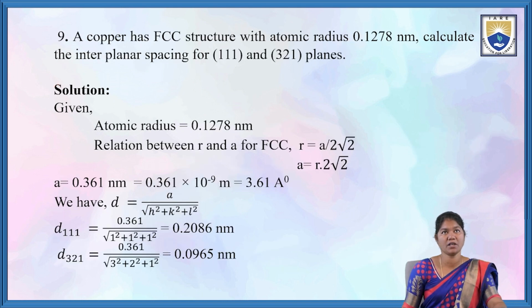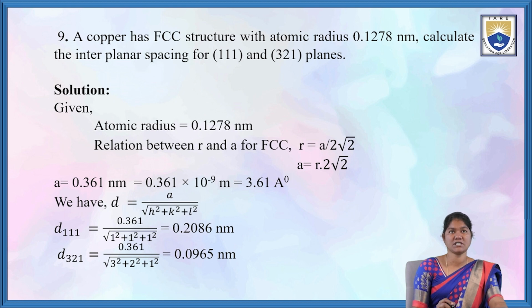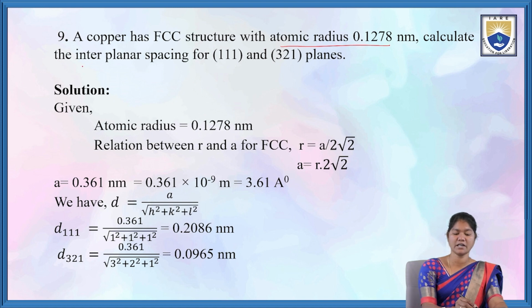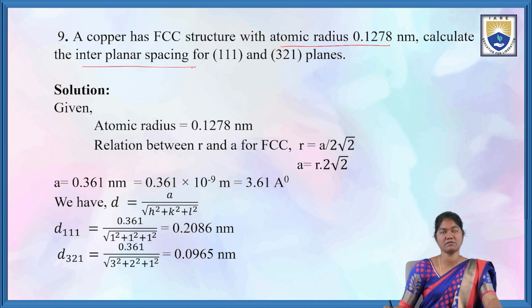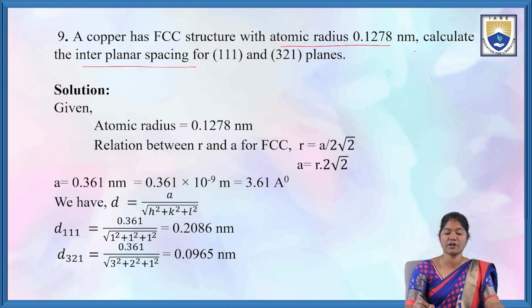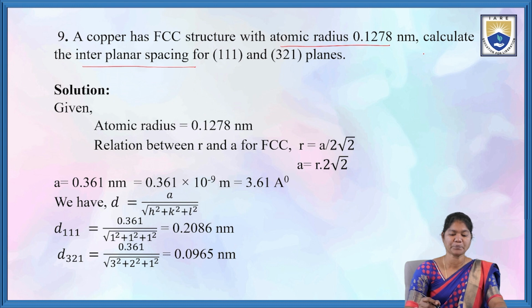The next problem: copper has an FCC structure, face centered cubic structure, with atomic radius r equals 0.1278 nanometers. Calculate the interplanar spacing for the 111 and 321 planes. So copper has an FCC structure with atomic radius 0.1278 nanometer. Calculate the interplanar spacing for the 111 and 321 planes.